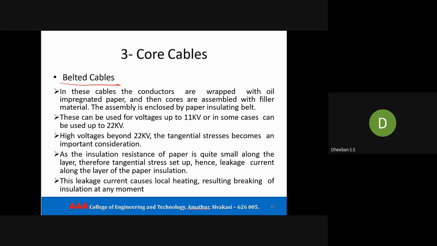So the voltage range we have to know. These can be used for the voltage range from 11 kV, sometimes up to 22 kV, they will be using. At about 22 kV, what happens is that there occurs stress over the cable.